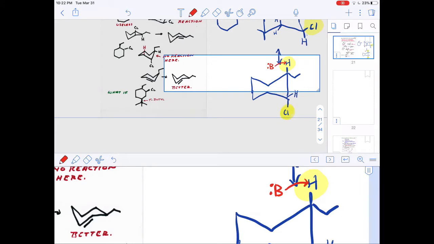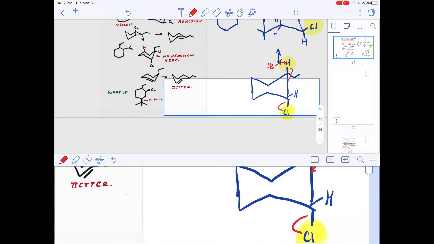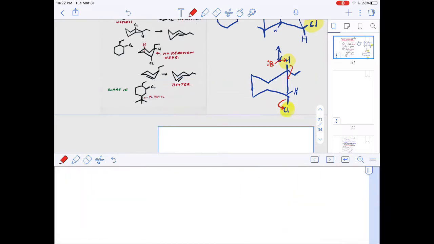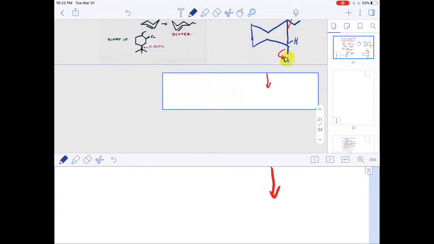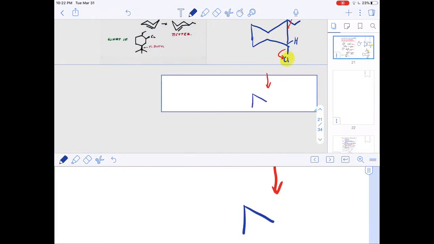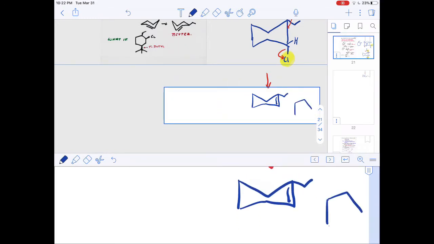Your base is going to come in and pull this H off. These electrons are going to move into your ring, and the Cl is going to get kicked off with the formation of a double bond. And that is going to give you this as your product, which is the same as this.